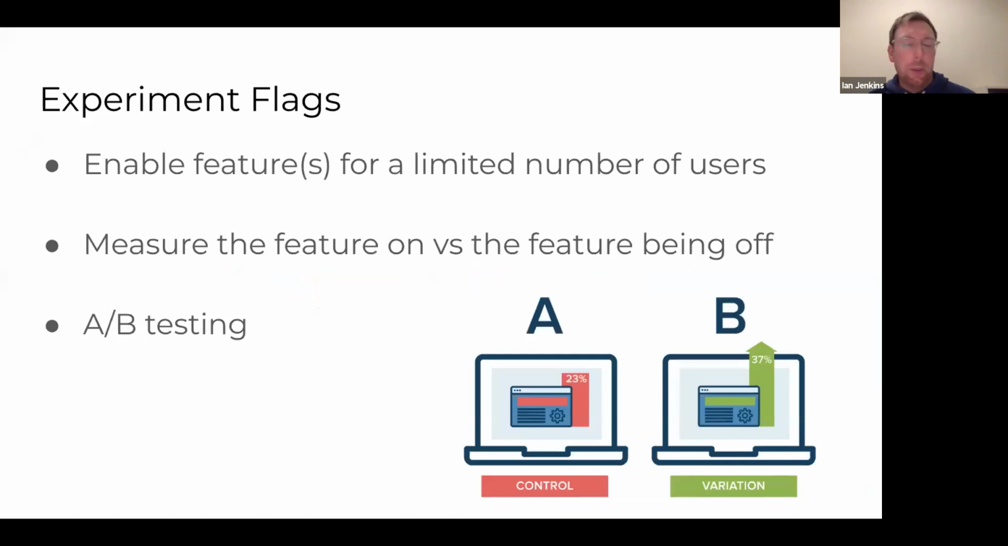So first of all, let's talk about experiment flags. Now this is your classic sort of A/B testing or multivariate testing. Using flags, you can turn features on for a certain set of users versus another set of users. And then you can measure that to compare and find out which feature or which type of feature performs better.